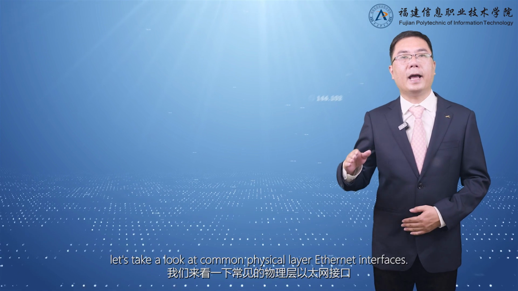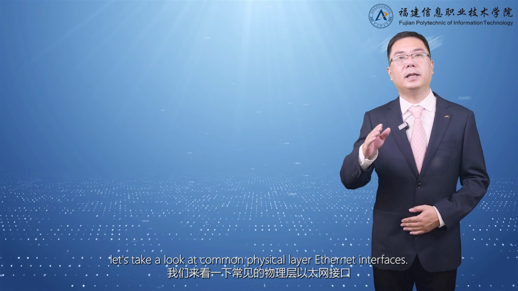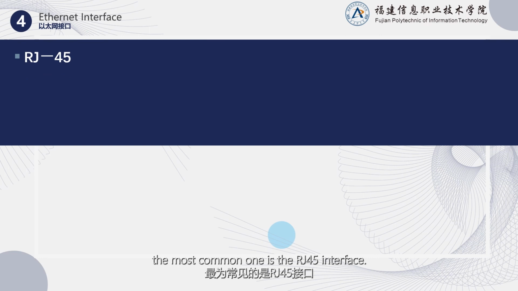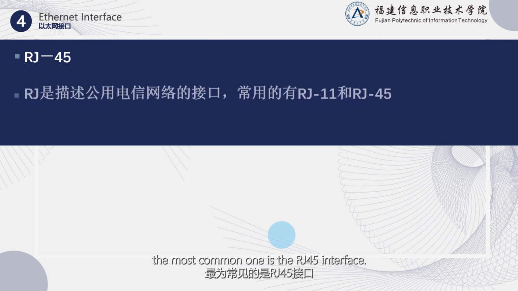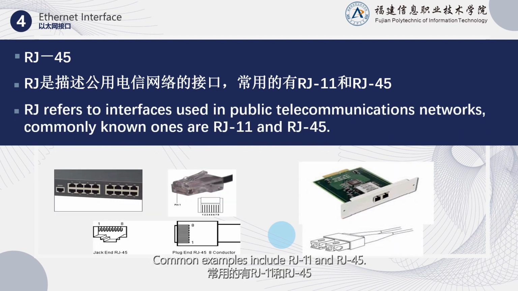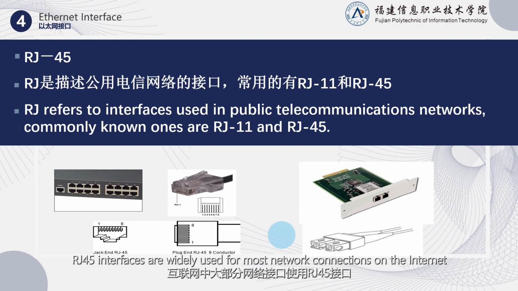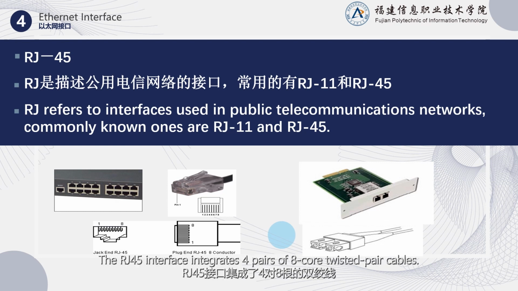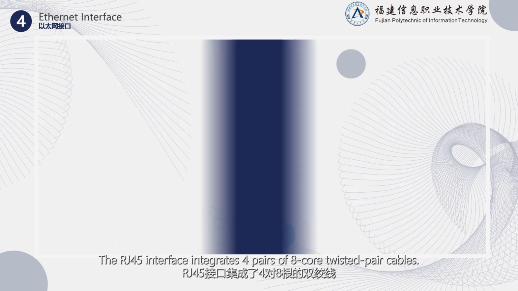Next, let's take a look at common physical layer Ethernet interfaces. First and foremost, the most common one is the RJ45 interface. RJ stands for registered jack. Common examples include RJ11 and RJ45. Currently, RJ45 interfaces are widely used for most network connections on the Internet, such as switches, routers, and PC cables. The RJ45 interface integrates 4 pairs of 8-core twisted pair cables.